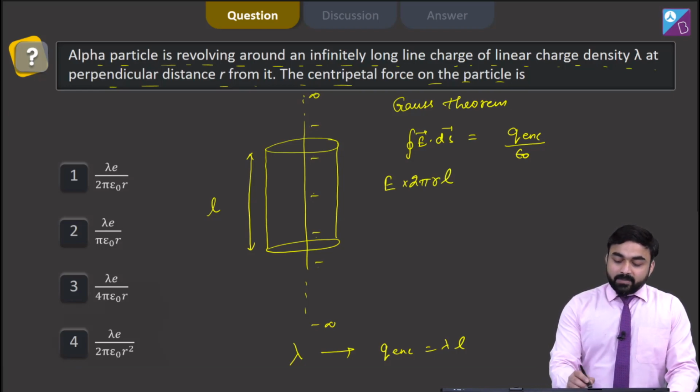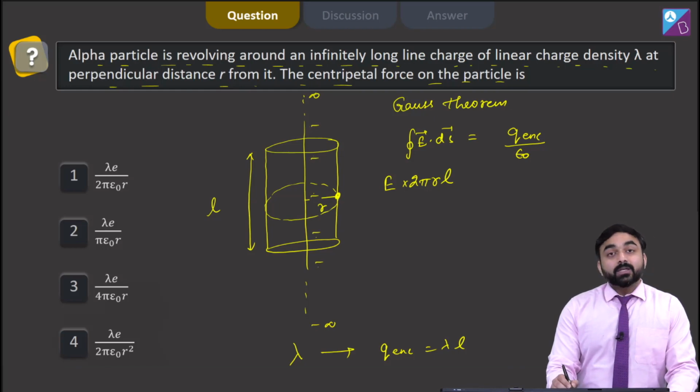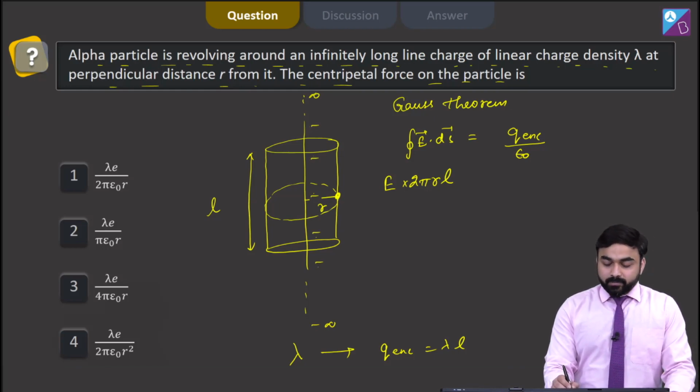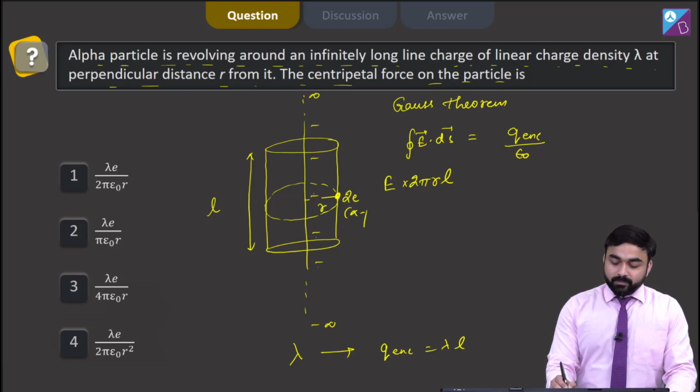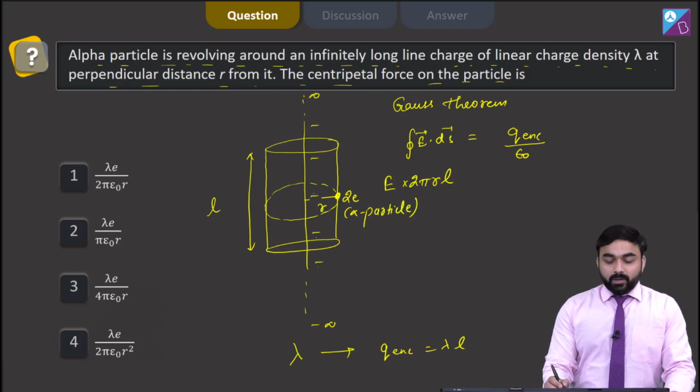where, as mentioned in the question, R is the perpendicular distance at which our alpha particle is revolving around the infinitely long line charge. So here I have my alpha particle, which is revolving around this line charge. So I need to calculate the centripetal force.